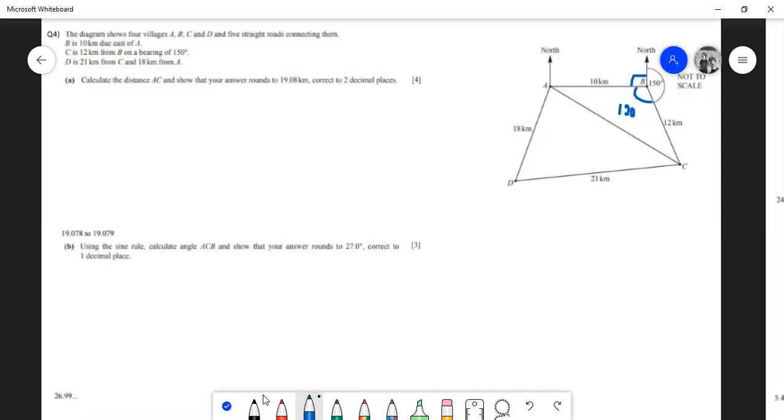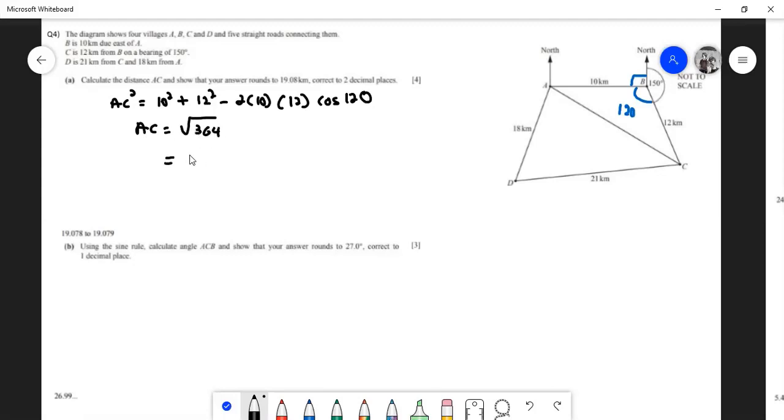I can just use cos rule. It's quite obvious, right? So AC square equals 10 square plus 12 square minus 2 times 10 times 12 times cos 120. Okay, so my AC square is going to be 364, which eventually will give me 19.1 kilometer. Okay, so that's how you do it lah.